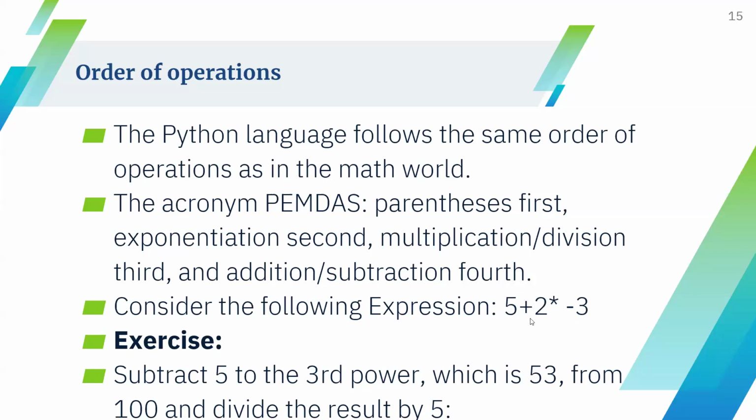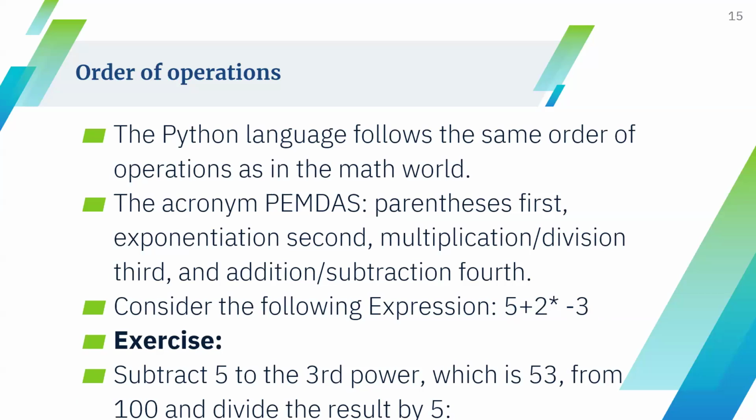So 2 into minus 3, it is going to multiply. After that, it will be added, so 5 plus minus 6 becomes minus 6 plus 5. In that case, the output will be minus 1. Got it? So the output is going to be minus 1 here.